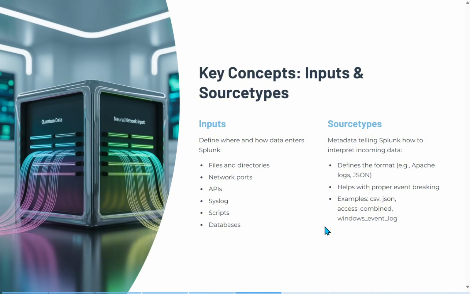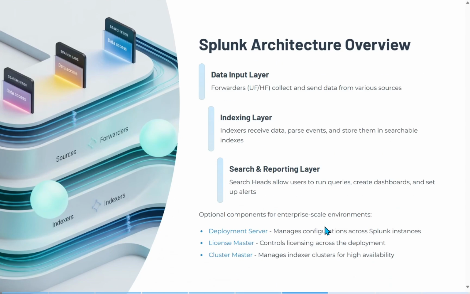While the source type is metadata telling Splunk how to interpret incoming data and define the format. It can be JSON or Apache log, and helps with proper event breaking. Examples are CSV file, JSON, access combined, and Windows event log.